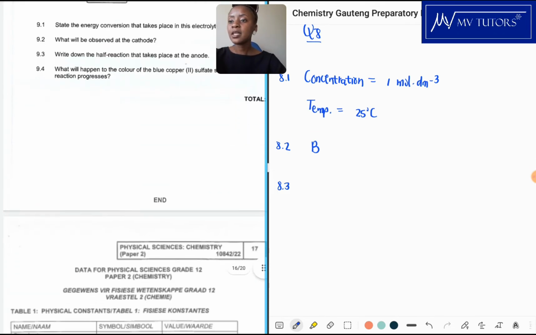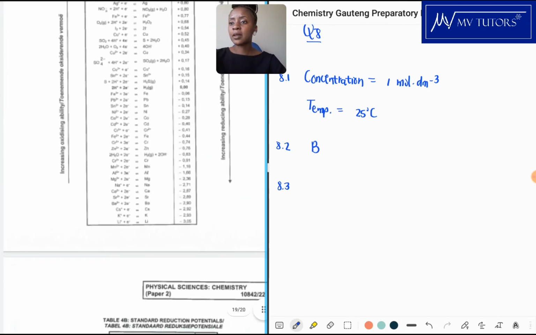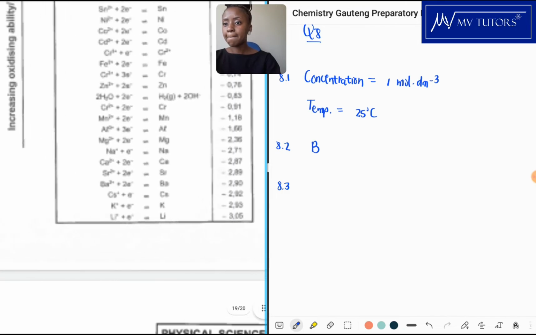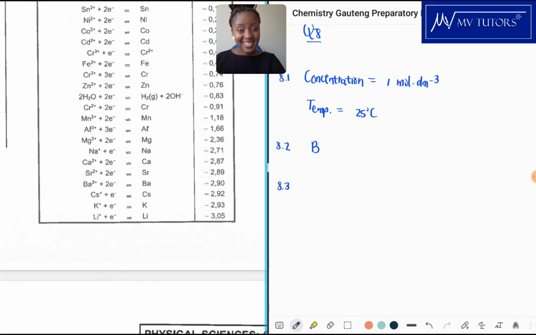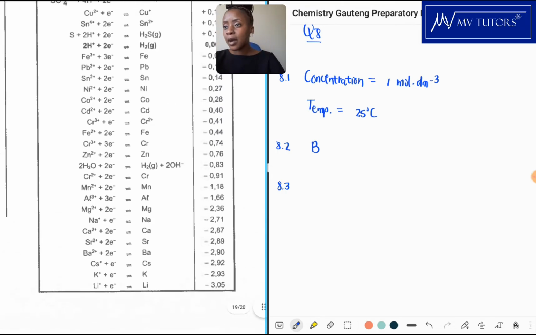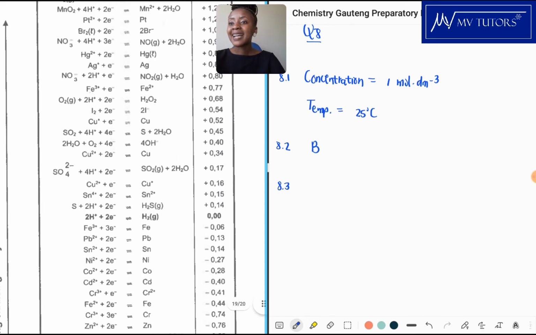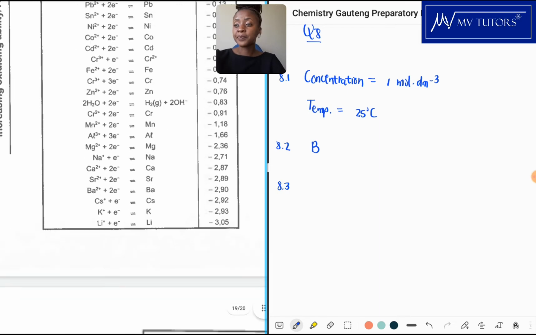Okay, so let's see between barium as well as copper. I see barium there at the bottom. As soon as you see a negative number, just know that it is more likely to be oxidized. Barium has negative 2.9. If we go up looking for copper, we're looking for copper 2 plus 2 electrons. Now I see we have plus 0.34. That means it is more likely to be reduced at the cathode. So copper is for the cathode, barium is for the anode.